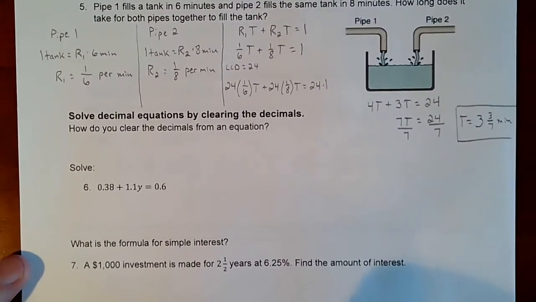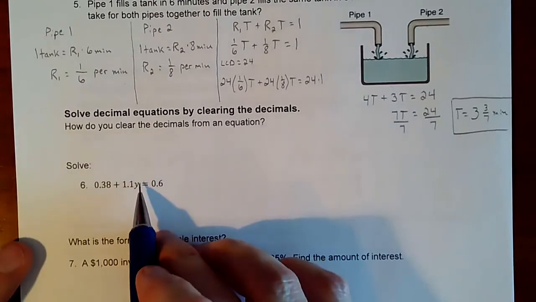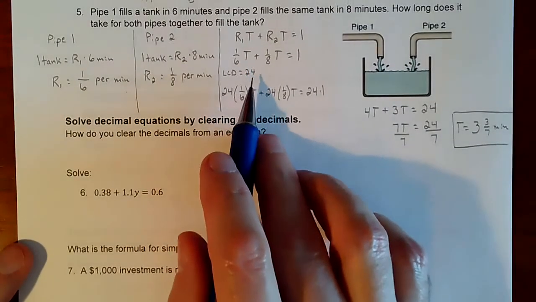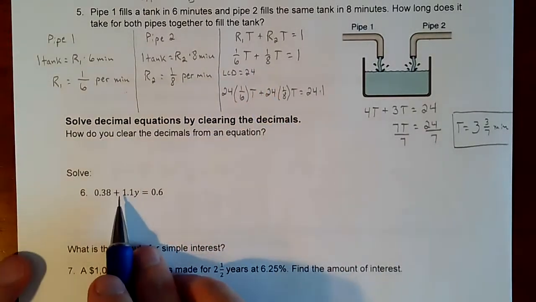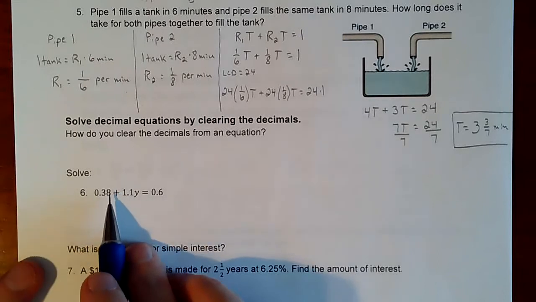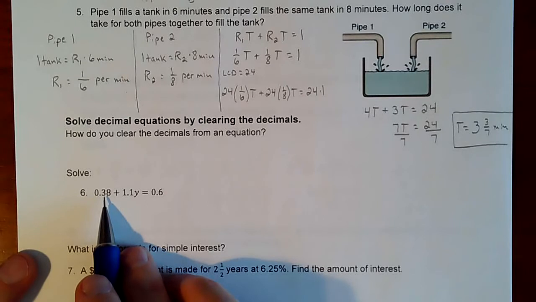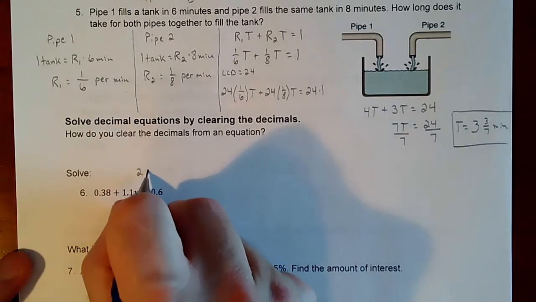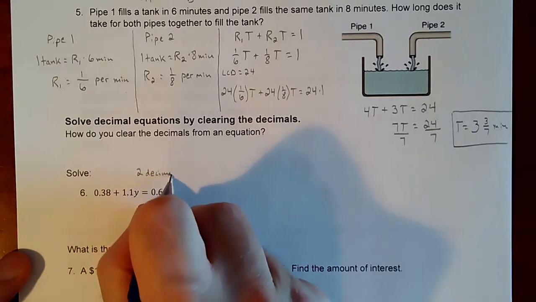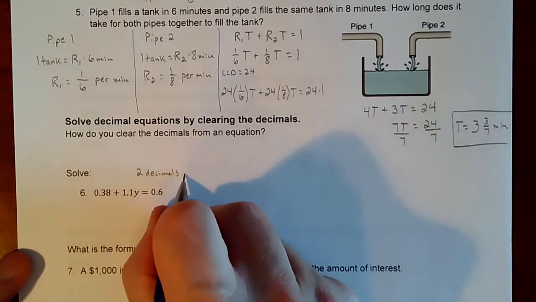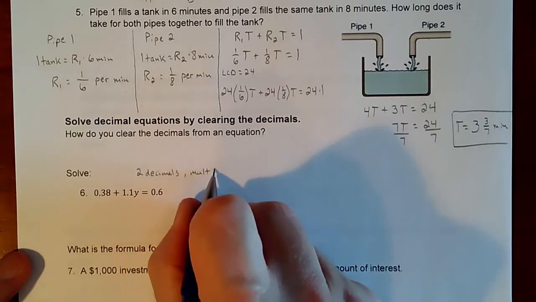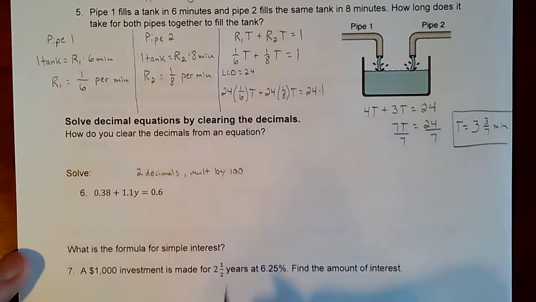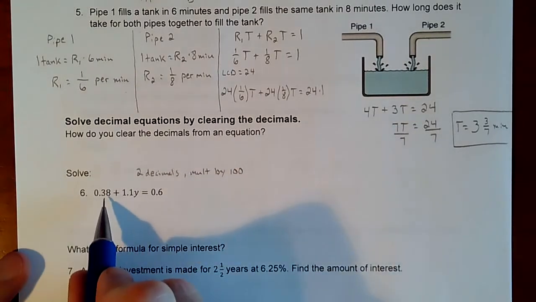All right, last little bit we have is if you have some decimals in a problem, just like if you have fractions, like here we cleared out fractions by finding the least common denominator. Here we're going to multiply by however many decimals you have. So let me elaborate a little bit on that. The most number of decimals this equation has is 2. So because we have 2 decimals, we are going to multiply to clear it out by 100. If your biggest number of decimals was 3, then you'd multiply by 1,000.